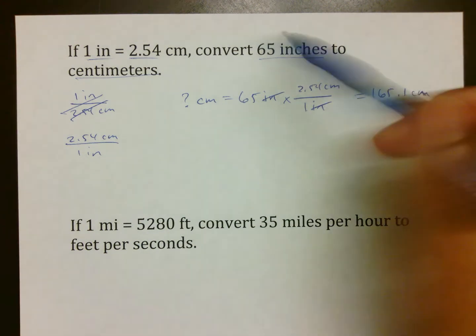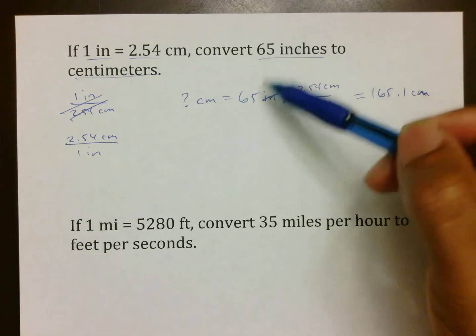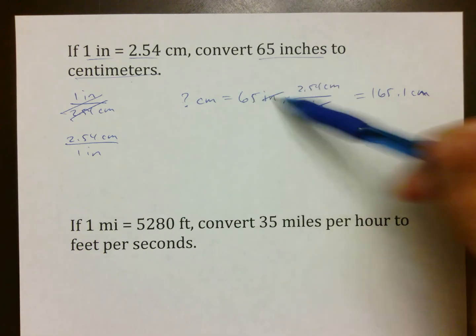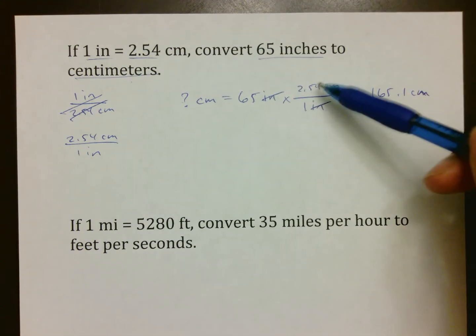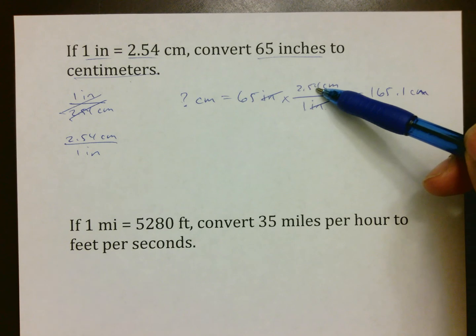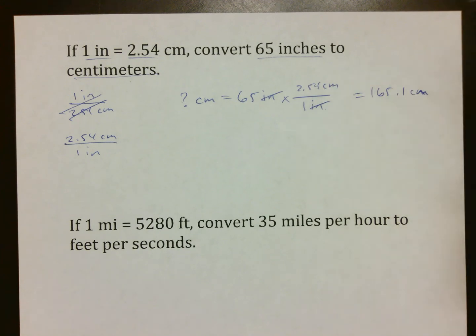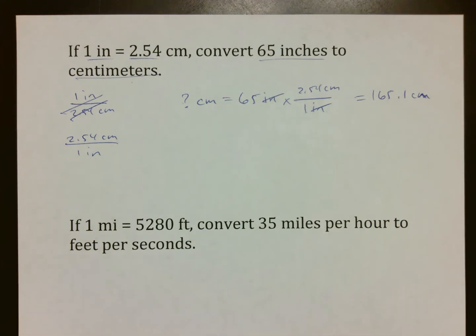So again, start with the question mark, or what you want to see, the number you want here. Make sure this unit moves to the bottom. If the actual number is on top, you multiply. If the actual number is on the bottom, you divide. And those are your basic level problems that you have to worry about.